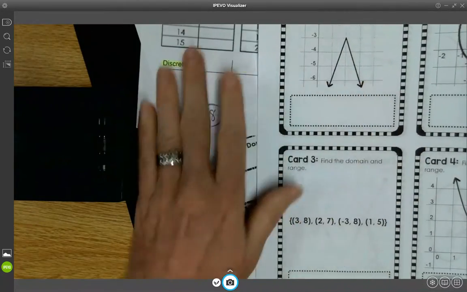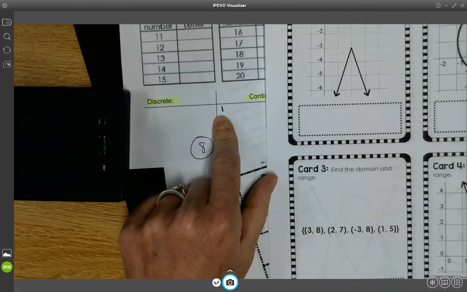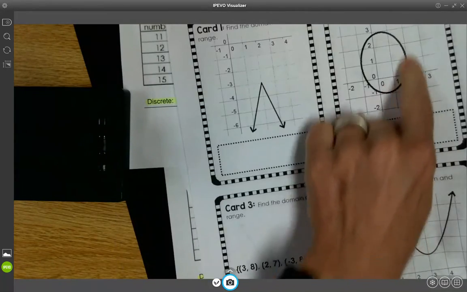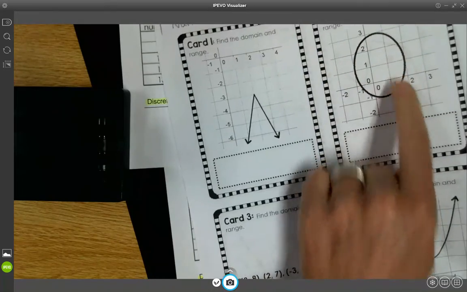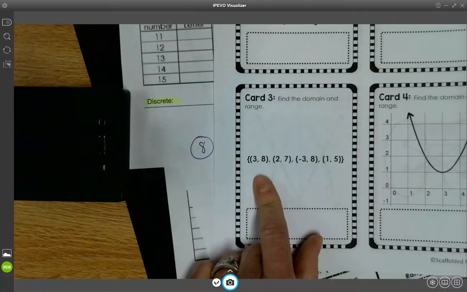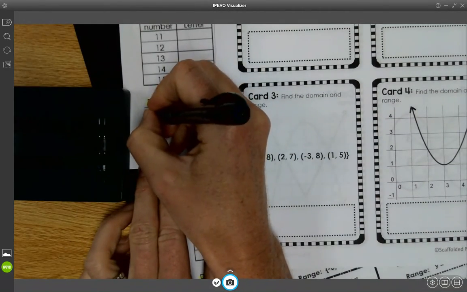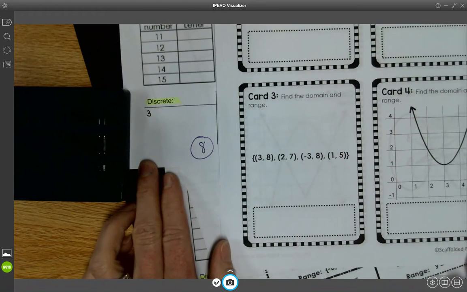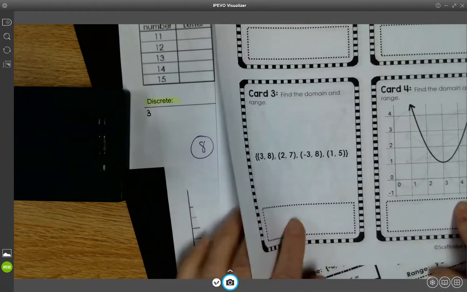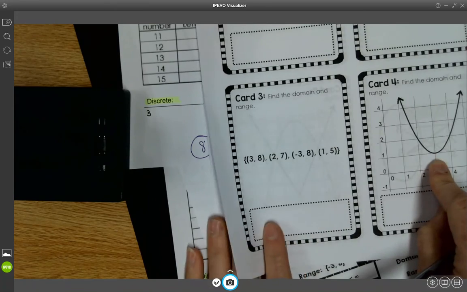So whenever you look at your first 4, this is connected, which is continuous. So that's why 1 is on the continuous. This one is connected, so it's also continuous. This, though, is an ordered pair, so that is discrete. This is continuous because it's connected.